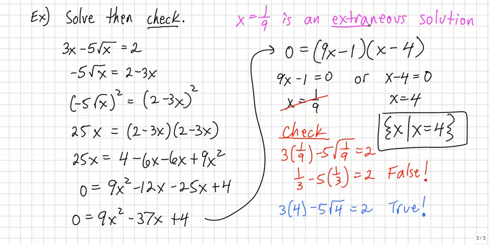We toss it aside because it does not solve the original equation. So we toss it aside. So the only answer is 4. Now that doesn't always happen, by the way, but you just got to check all the answers you get and see which ones work and which ones don't work.